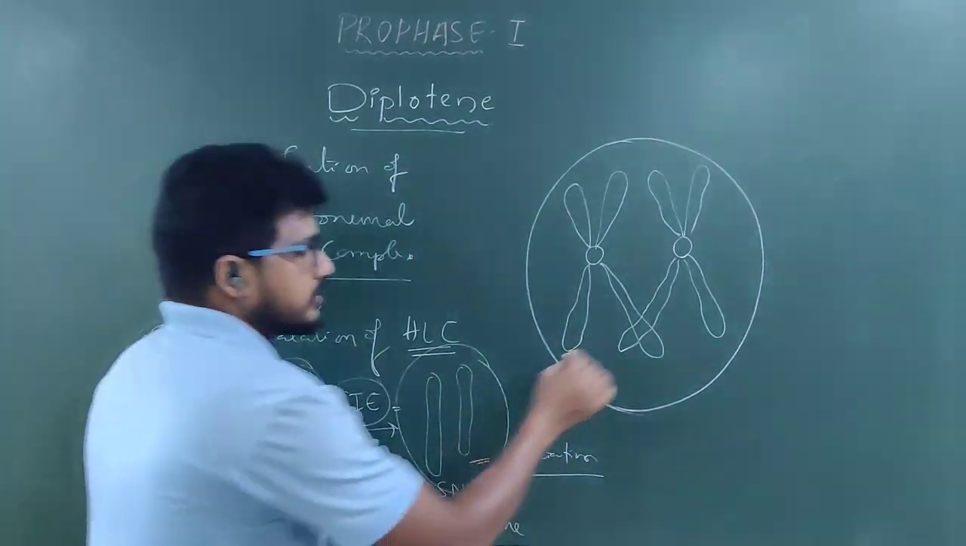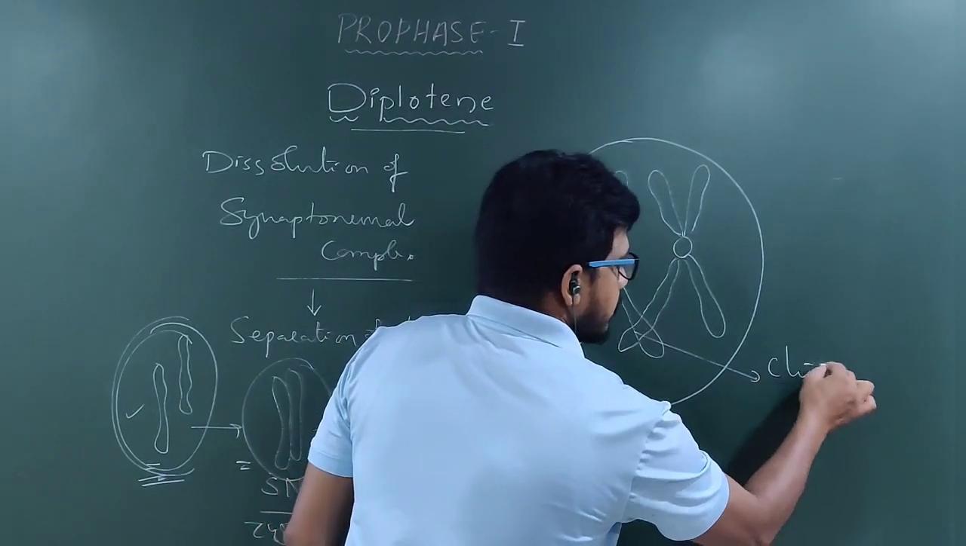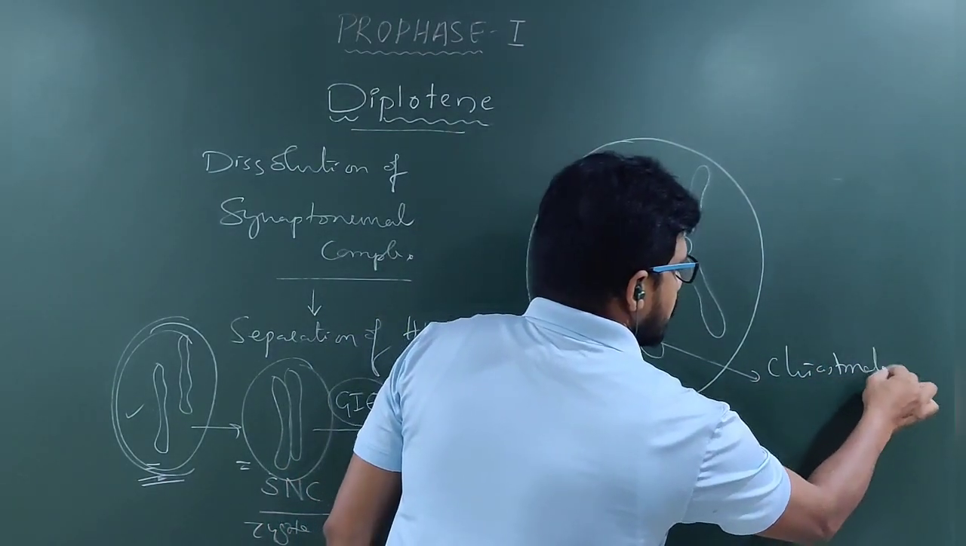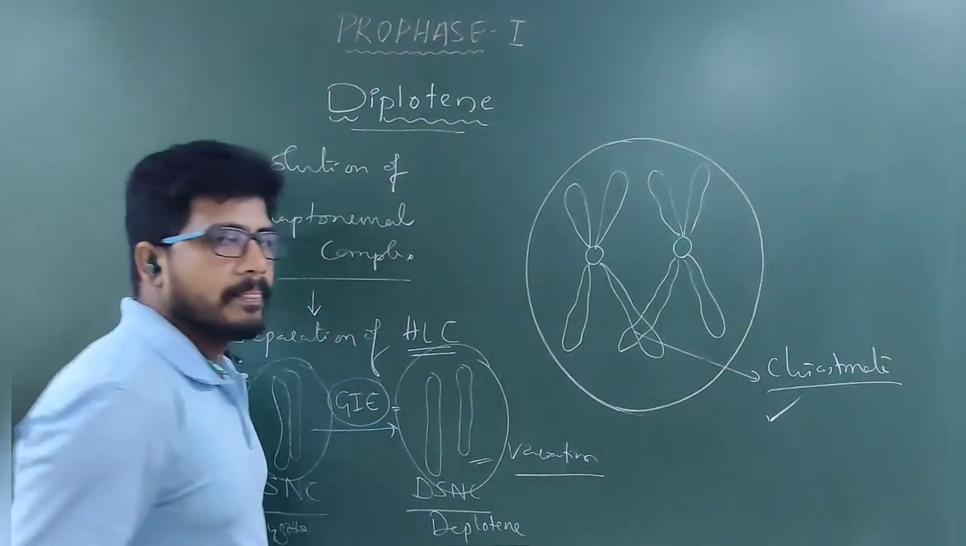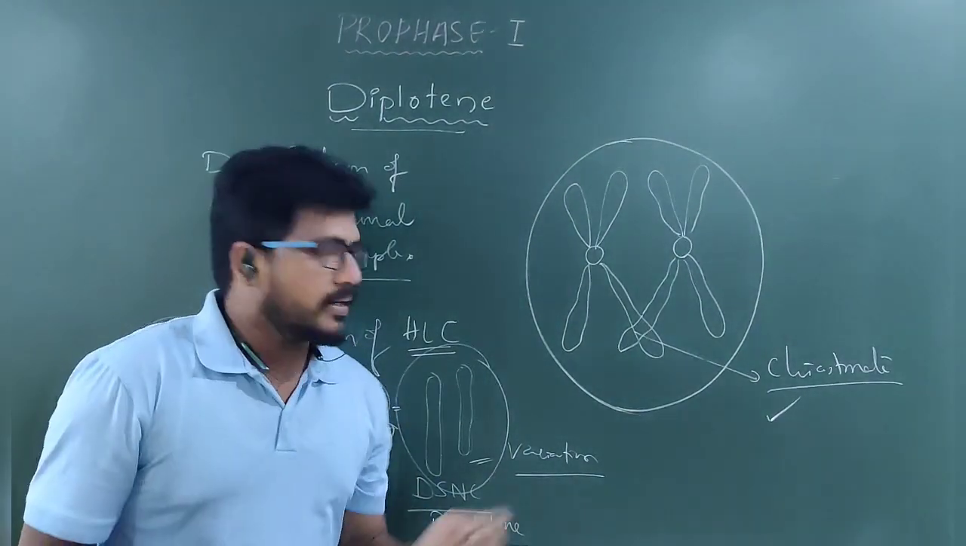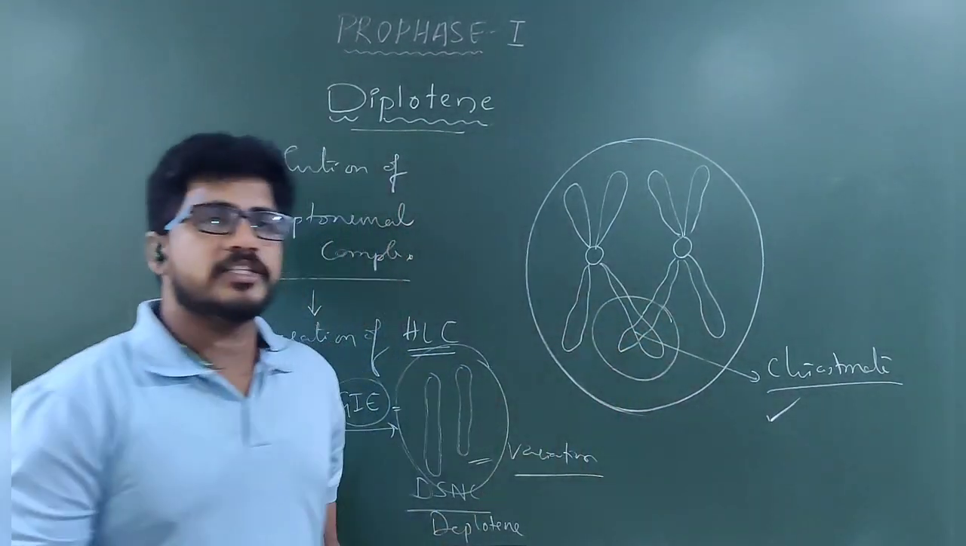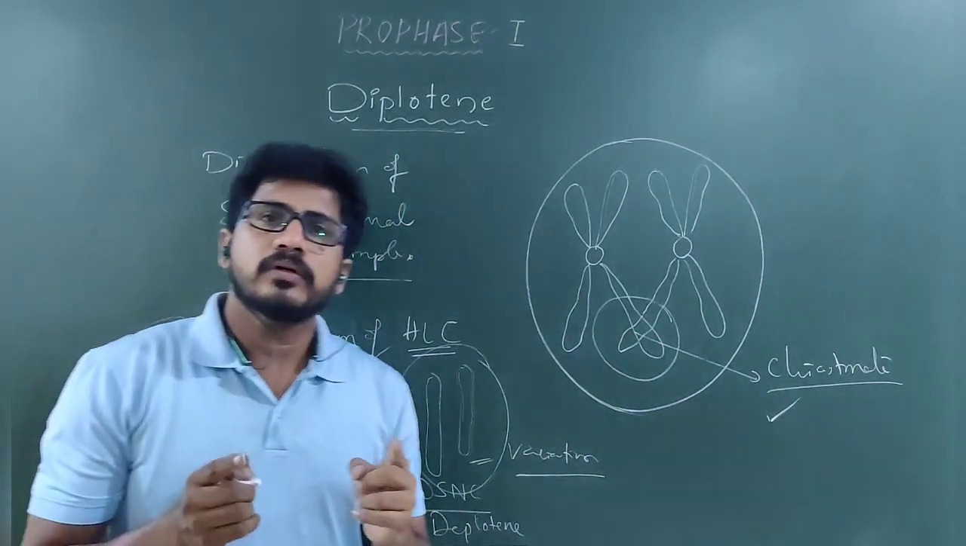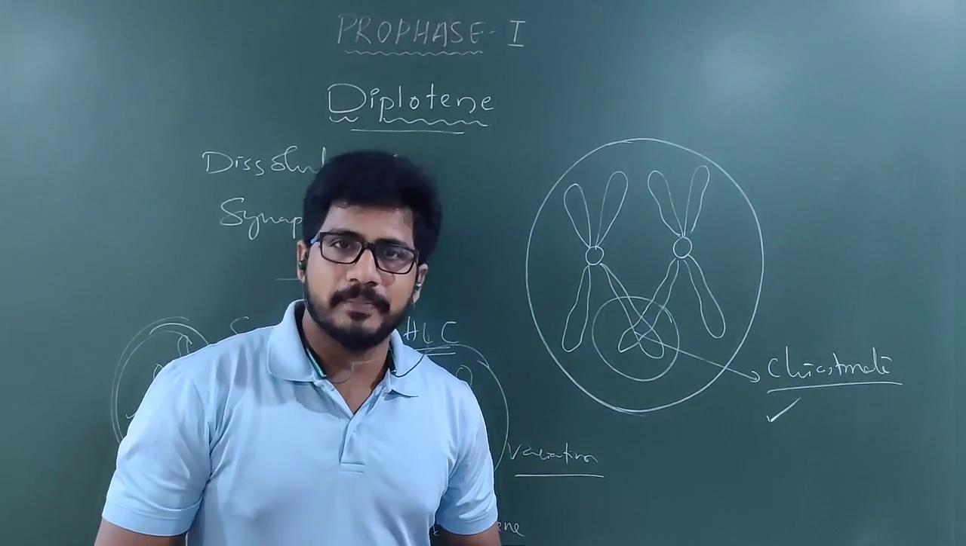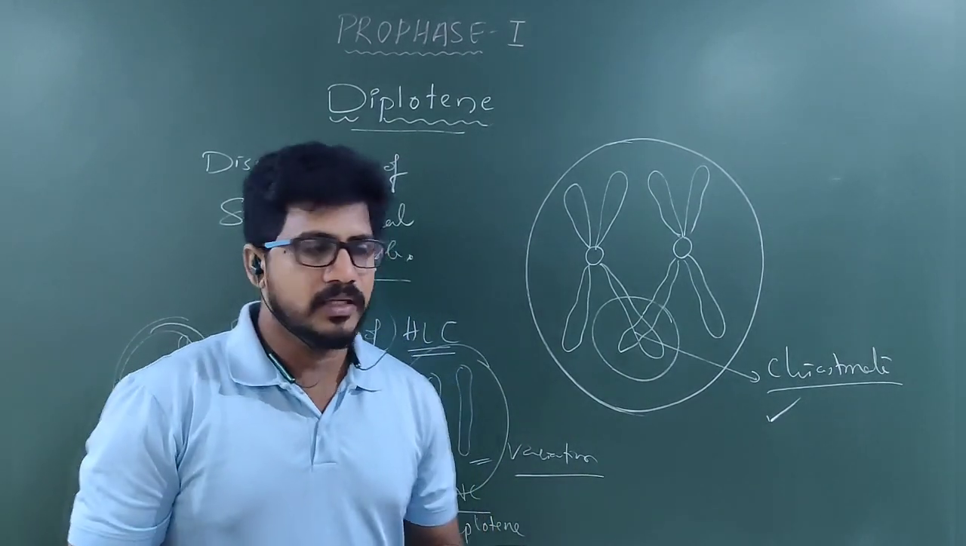In the diplotene, these chiasmata clearly appear. Chromosomes will separate, but their arms will overlap. So chiasma. What is chiasma? A junction where two non-sister chromatids overlap one on another.